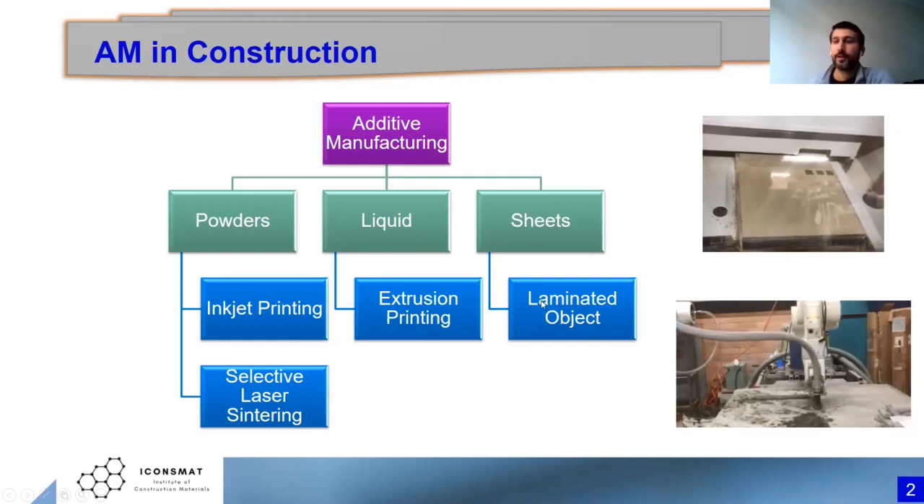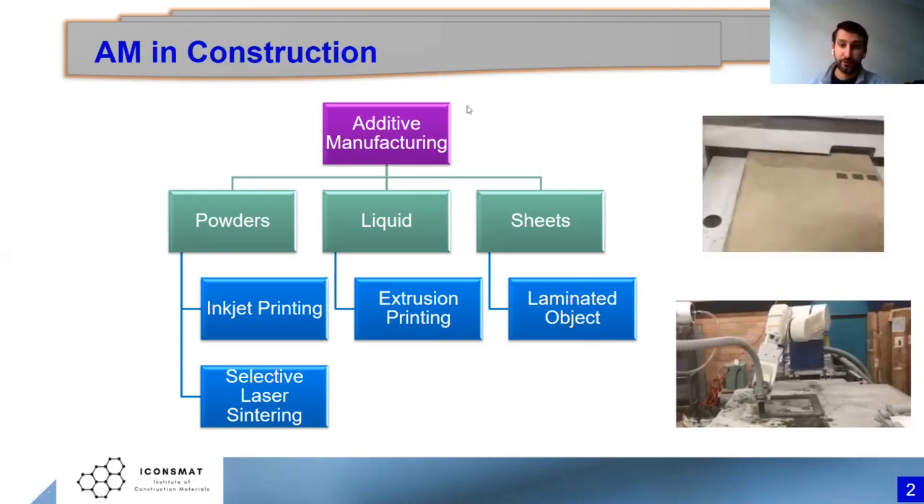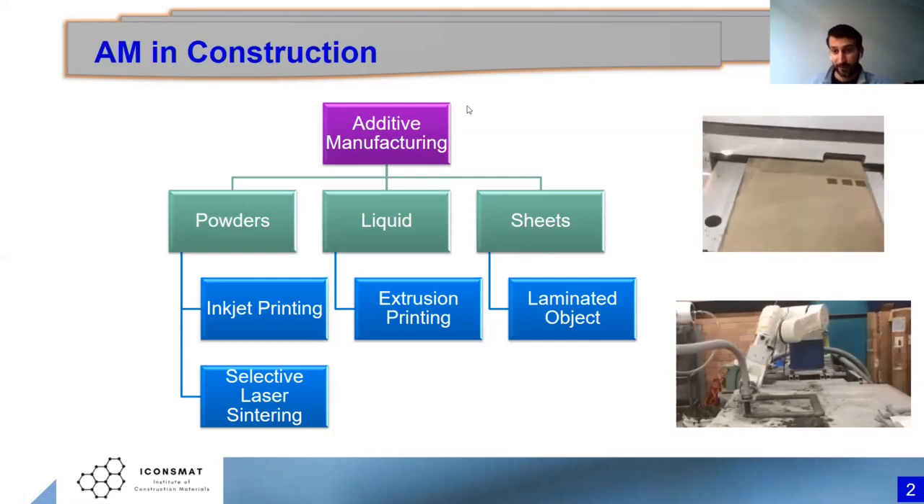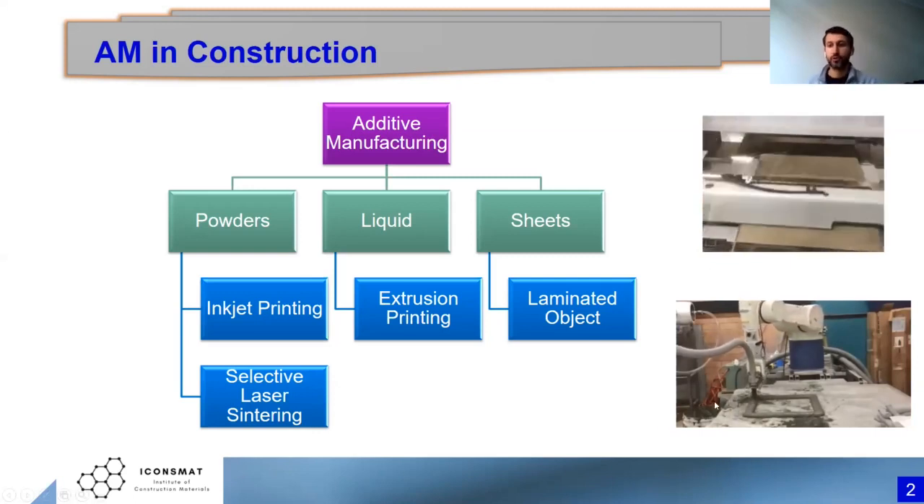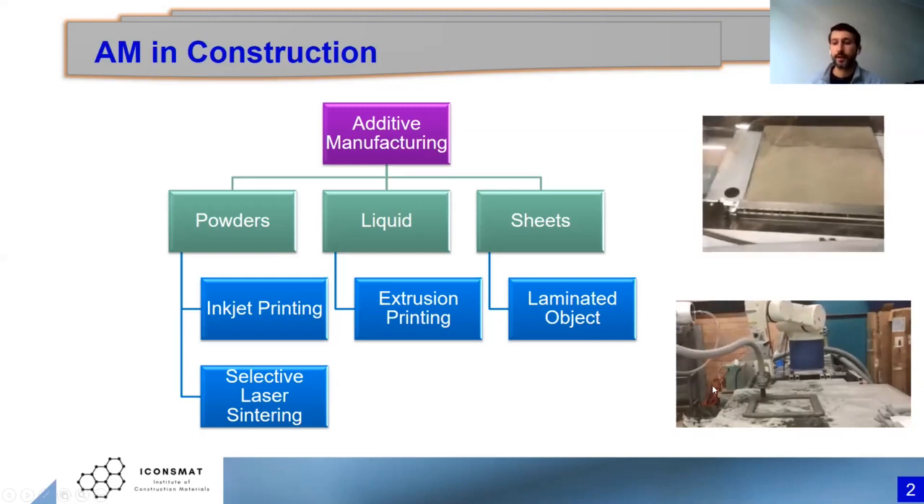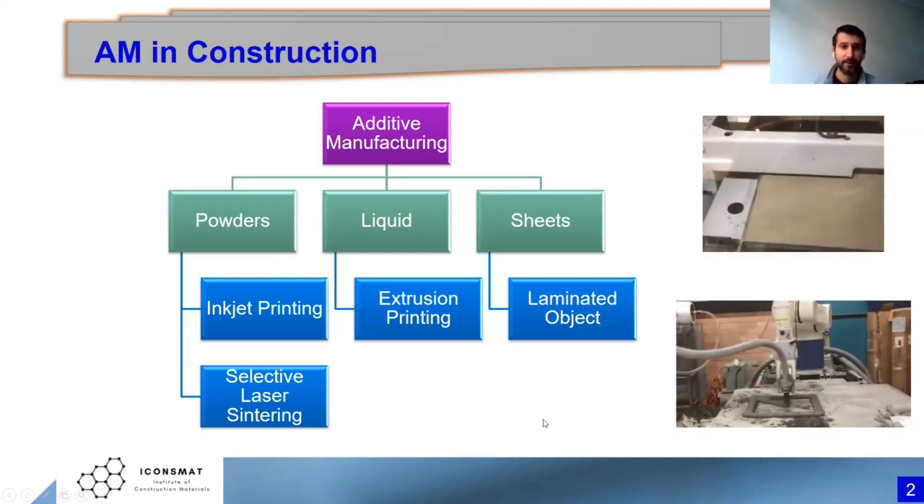And sheets are used in laminated object manufacturing. The sheets can be timber; actually, timber is possible to use for additive manufacturing. In these 2 videos, you may see the inkjet printing on the top, and the one on the bottom is extrusion printing, which uses a robotic arm, and it can make any geometry that you want.